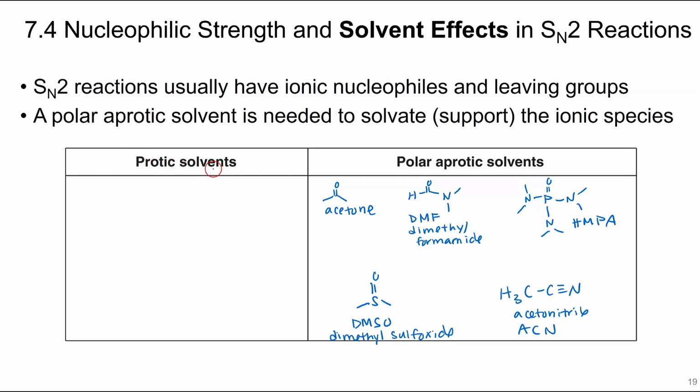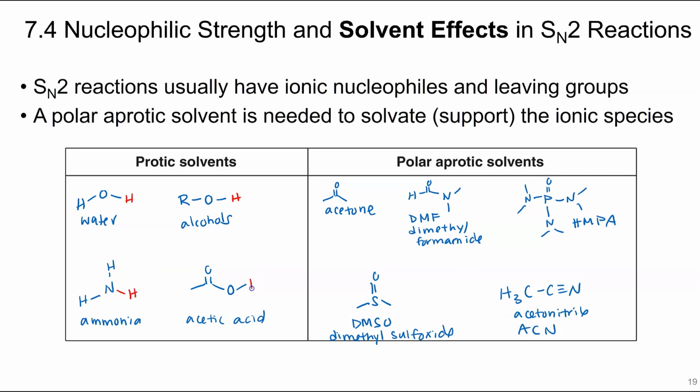Protic solvents are polar, but they do contribute a proton. So these include water, alcohols, ammonia, and acetic acid. So these can all contribute a proton, which means that they also have acidic protons, and that makes it a polar protic solvent. So SN2 ones favor polar aprotic solvents.